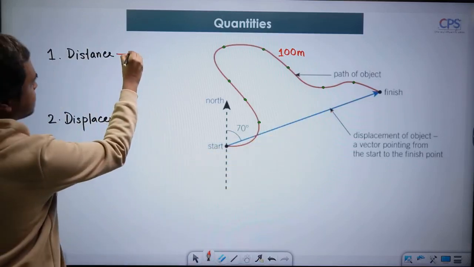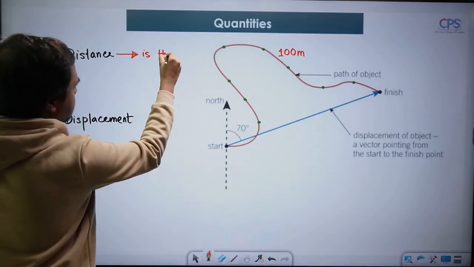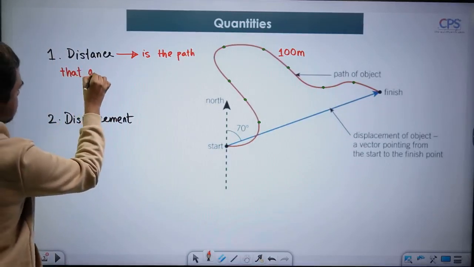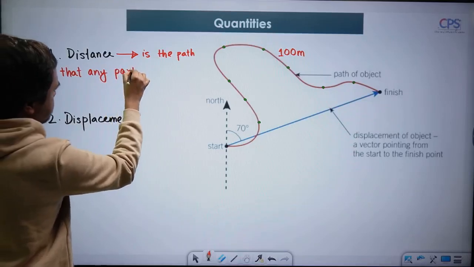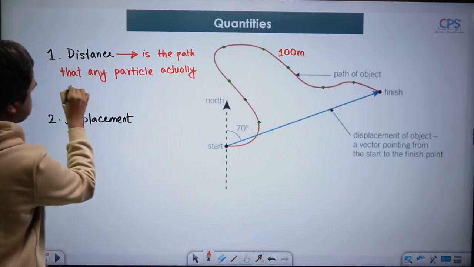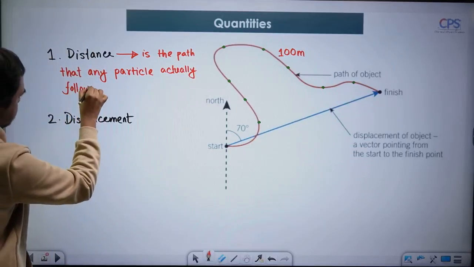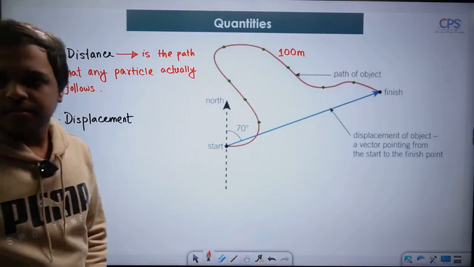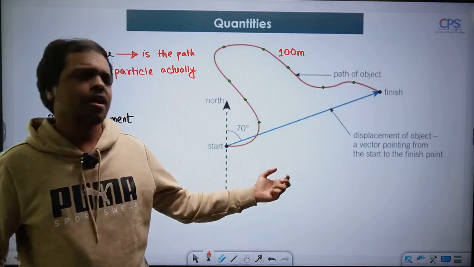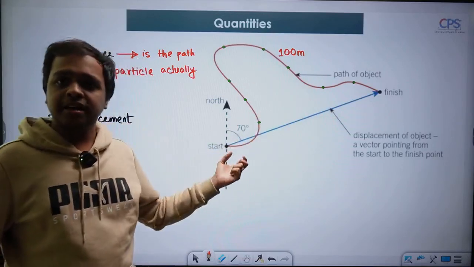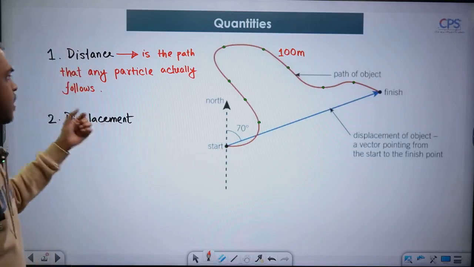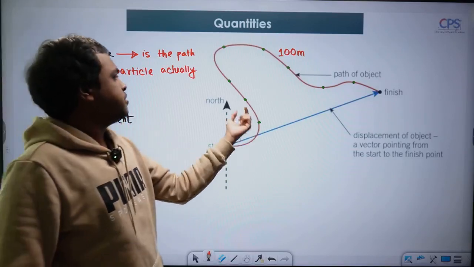So distance is the path that any particle actually follows. That's the distance. This distance can be from your home to your school, from one city to another city, from one country to another country, whatever it might be. That's called distance.